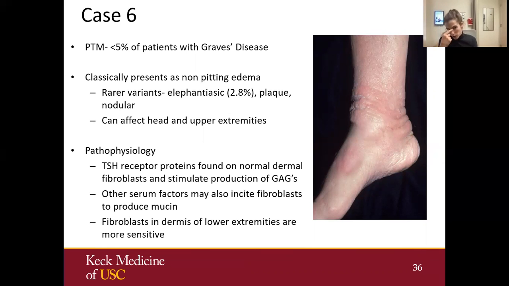And so the pathophysiology is thought to be that the TSH receptor proteins that are found on normal dendritic fibroblasts are stimulated and then increase production of glycosaminoglycans. And there are other serum factors as well, most likely, that incite fibroblasts to produce mucin in these patients. It's thought the reason that it presents mostly on the shins, and who knows, but one of the going ideas is that fibroblasts in the dermis of the lower extremities might be more sensitive to this for some reason. When things happen mostly on the shins, I always think it has to do with circulation, because certainly we know that the robustness of the return venous circulation in these areas in all of us is not as good as the rest of our body. So that's kind of how I always explain those things to myself. We can move forward a slide.